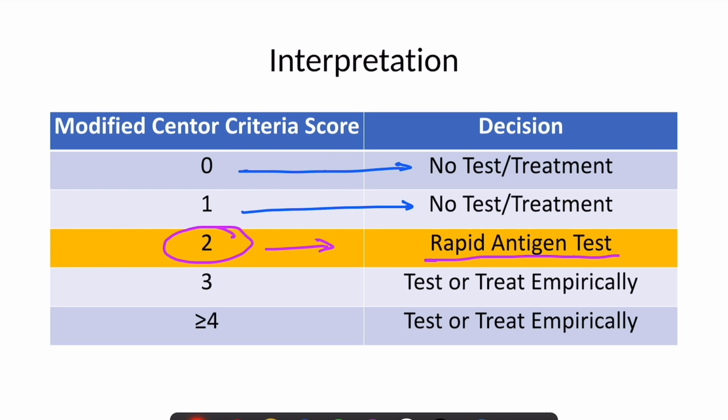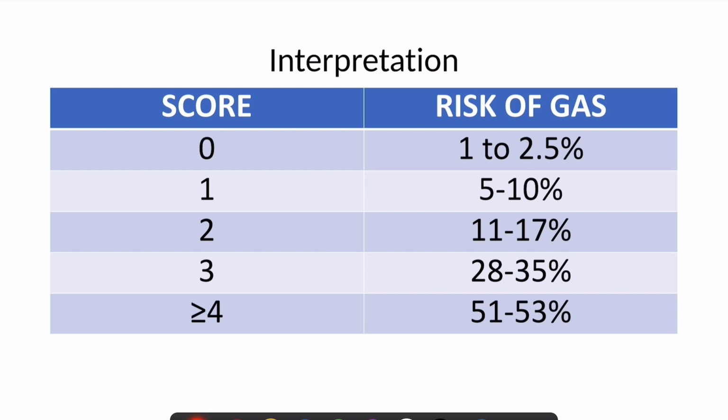But with scores of 3 or 4 or more, you can either treat empirically or you can test and treat in case it's positive. The higher the Centor score, the higher the risk of streptococcal pharyngitis. If the score is 0, there is only a 1 to 2.5% risk. But when the score is 4 or more, then the risk is around 51 to 53%. So it is very important to treat the patients with a high score with antibiotics.